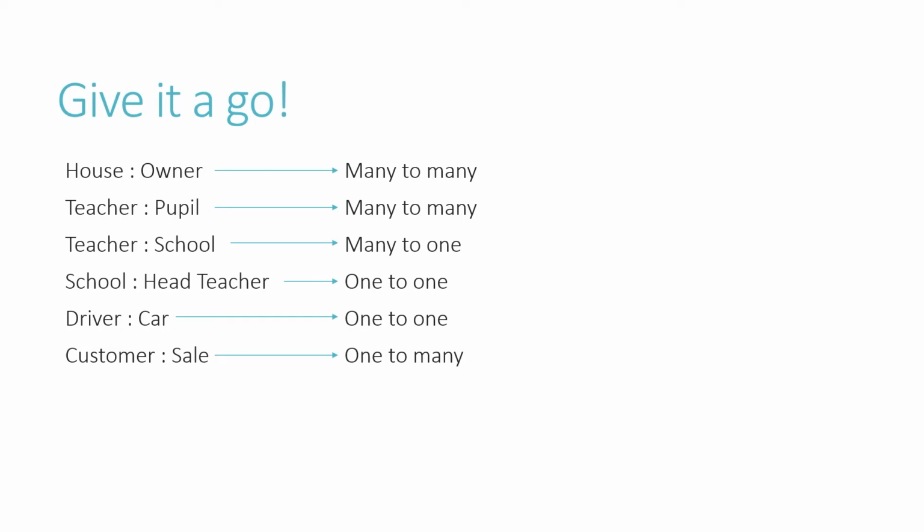Driver and car. A car can only be driven by one person at a time. I don't know if there are tandem cars, but I wouldn't want to drive one of those. So this is a one-to-one relationship. And finally, a customer can take part in many sales, but when something is sold, the sale instance, the selling of that item, only applies to one customer. Hopefully that makes sense. That's one to many.